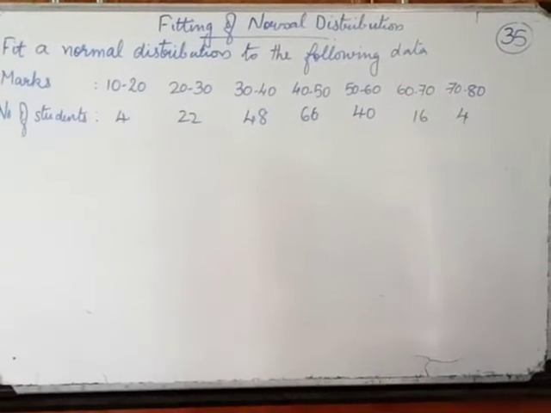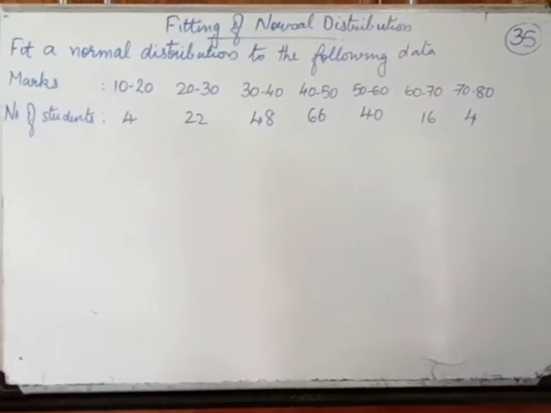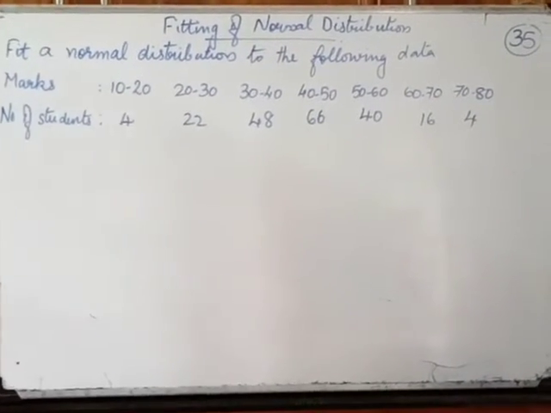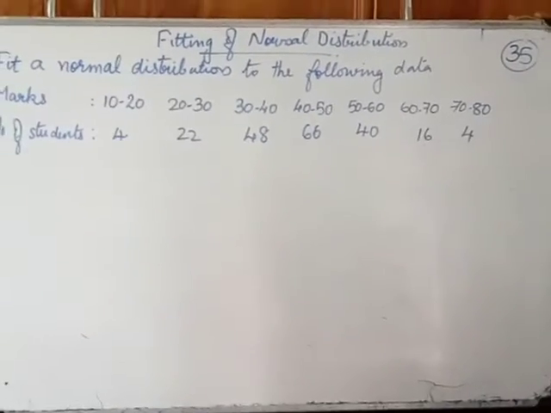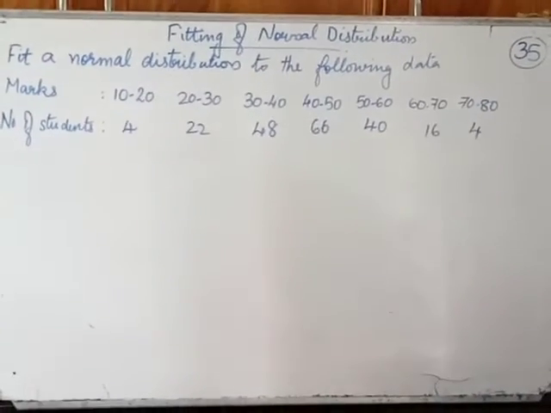Okay, so this is your question. Fit a normal distribution to the following data. They have given the marks and number of students. Number of students means the frequency they have given. And by seeing the marks, it's clear that this belongs to a class interval type that you have studied in statistics.